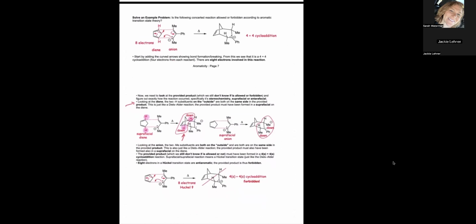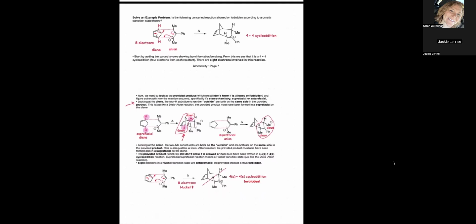Okay. Yeah, because it's an 8-electron system. So this is specifically talking about, yeah, so we still don't know if this product is allowed or forbidden rather. And to figure out exactly how the reaction occurred, specifically its stereochemistry, supra or antra. So look at the diene. The two hydrogen substituents are on the outside. Both are on the same side in the provided product.